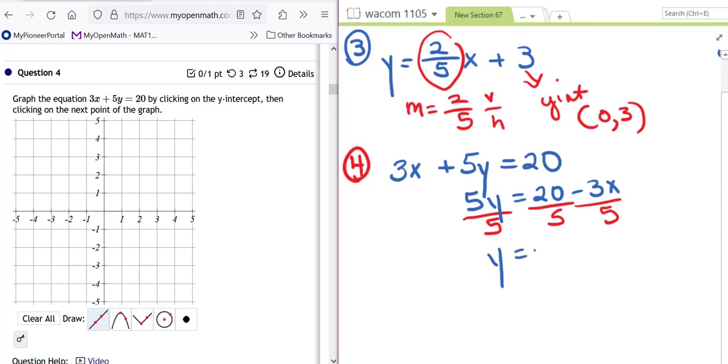But it works better for lines. So this gives us 4, right? And you can pull your coefficient away from the x. So minus 3/5 x, right? Now you can read off your information.